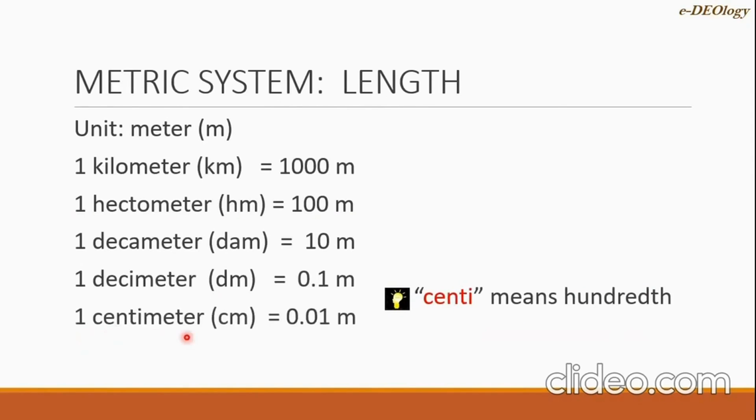The next is centimeter with the symbol cm, and 1 centimeter equals 0.01 meter, or we read this as 1/100th. Note also that centi means hundredth. In other formula, we may write that 1 meter equals 100 centimeters.